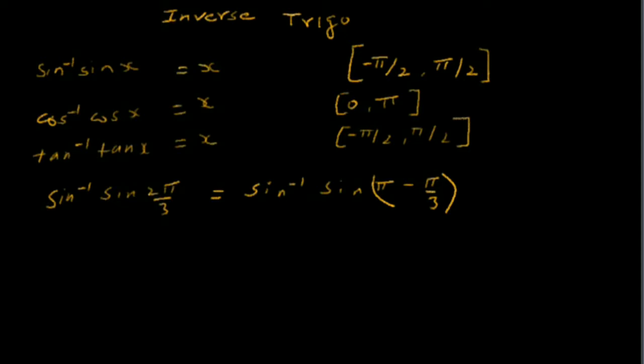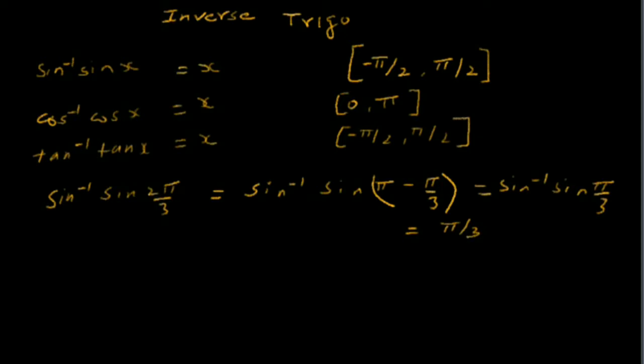And further we know that sine of 180 degrees minus theta is just sine theta. So we can write this further as sine inverse sine of pi by 3. Now you see this x is between minus pi by 2 and pi by 2. So the answer will be pi by 3.